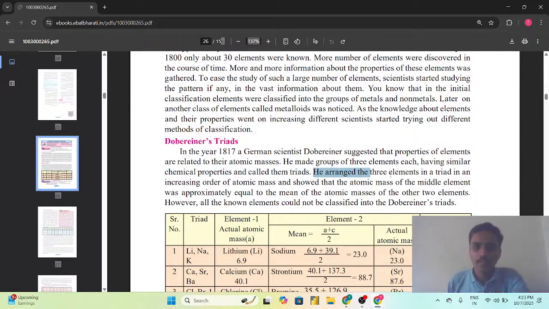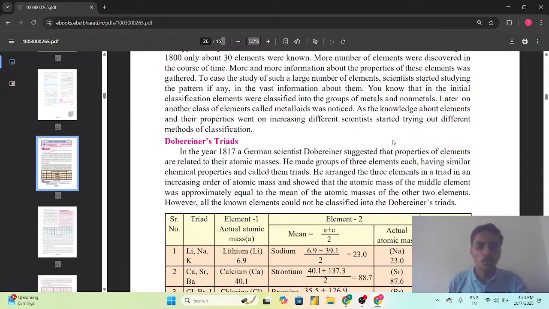तो आगे देखते हैं. He arranged these three elements in a triad in an increasing order of their atomic masses and showed that the atomic mass of the middle element was approximately equal to the mean of the atomic masses of the other two elements. However, all the known elements could not be classified into the Dobereiner triad.